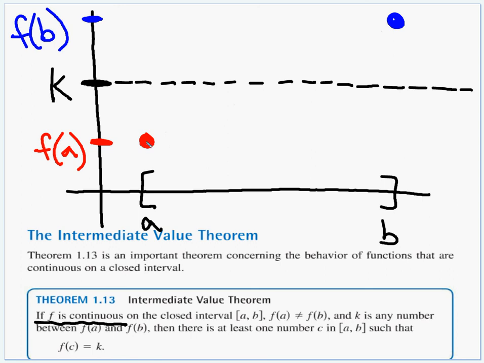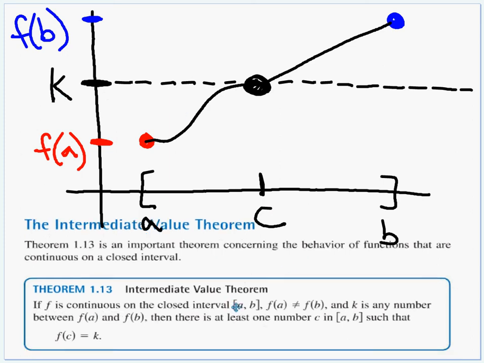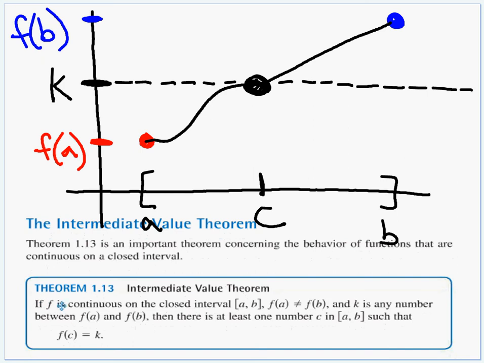And because I'm drawing this as a continuous function, I'm going to hit that point at some place, and that's what we're calling point c. F of c is going to be equal to k. So again, just to recap the theorem, the important part is the setup. F must be continuous, we must be on a closed interval, and those endpoints are at different heights. K can be any number in between.